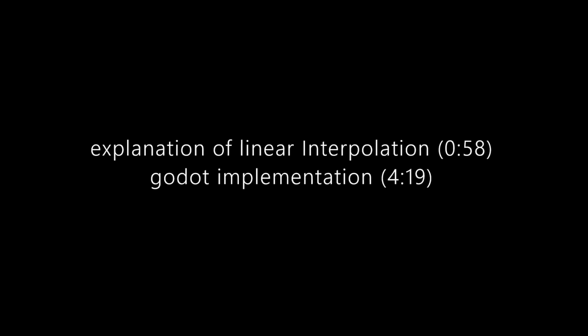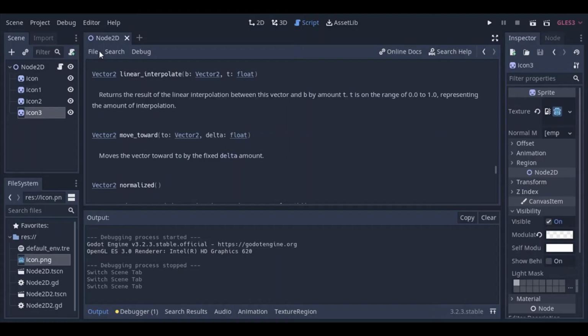And today we'll be looking at how to make an object follow another in Godot, following a smooth trajectory. One way of doing this is using interpolation. Godot has many functions for interpolation. For example, the method in the Vector2 class, which is linear interpolate.